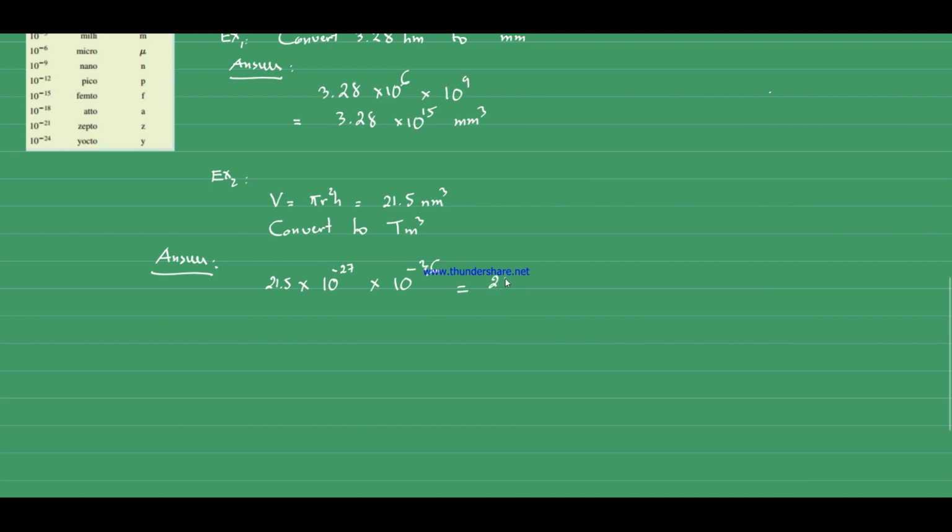So your final answer will be 21.5 times 10 to the negative 63, because negative 27 added to negative 36 is negative 63 terameter cube. And if I go ahead and convert to scientific notation, you move the decimal, which means you divide by 10, and then you multiply by 10, so you end up with 2.15 times 10 to the negative 62 terameter cube.